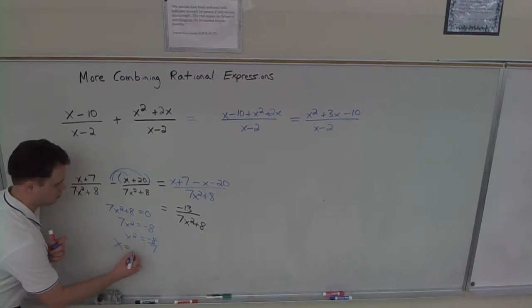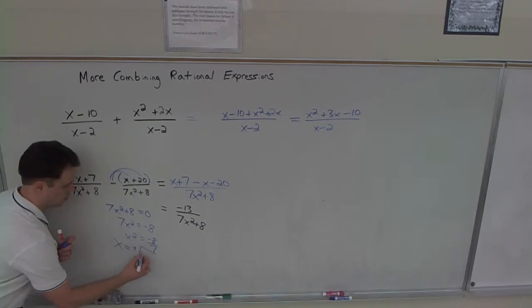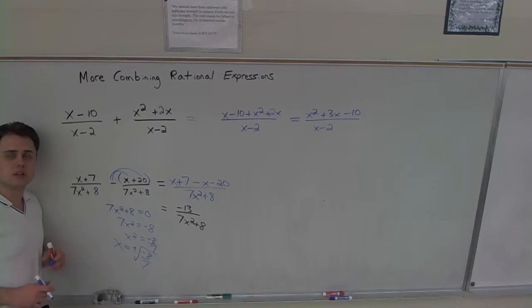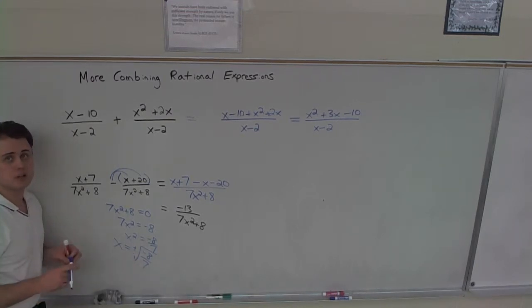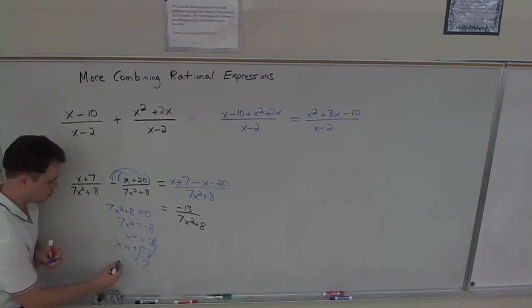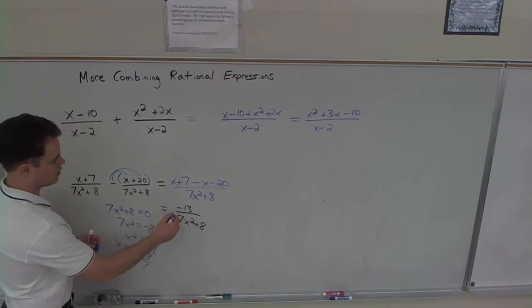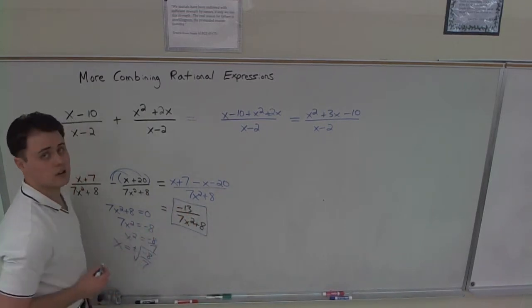And when I square root both sides, plus or minus, I have the square root of negative 8/7. You should see that and think back to things we've been studying. If you have a negative number inside an even root, remember that's going to be imaginary. So this has no real solution. In other words, this guy right here is undefined nowhere.